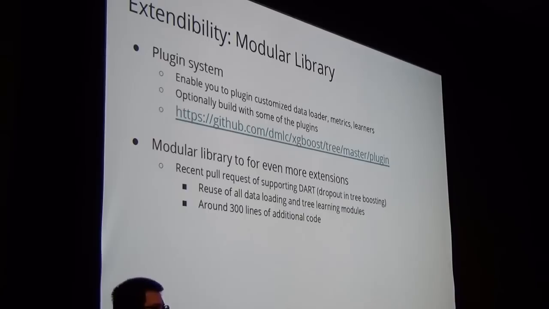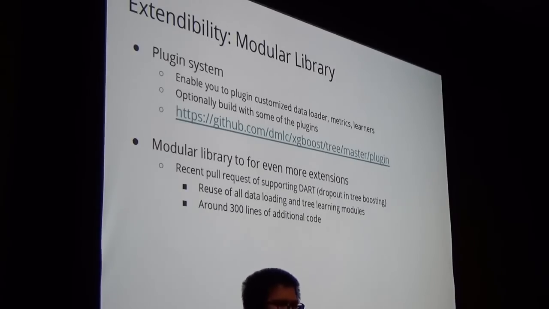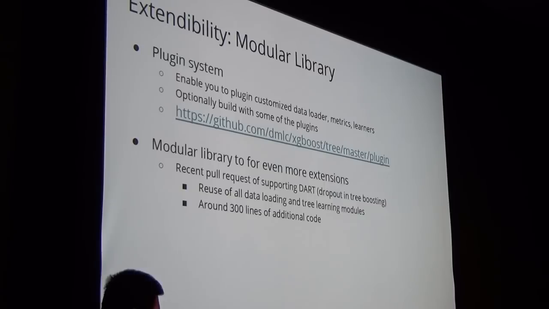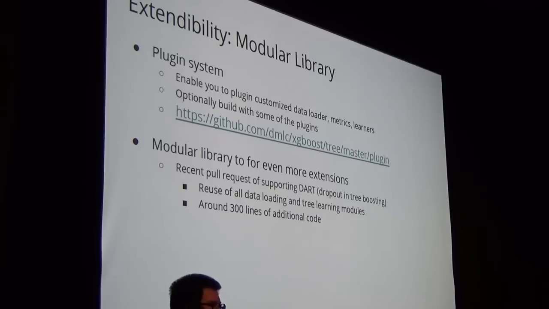For example, recently there's a pull request on a new variant of tree boosting called dropout for tree boosting, which adopts some tricks from neural nets back into tree boosting. It's a work in progress that has been pushed back. And because of the modular design, it's only like 300 lines of code, since we use all the existing tree building and other modules of XGBoost.